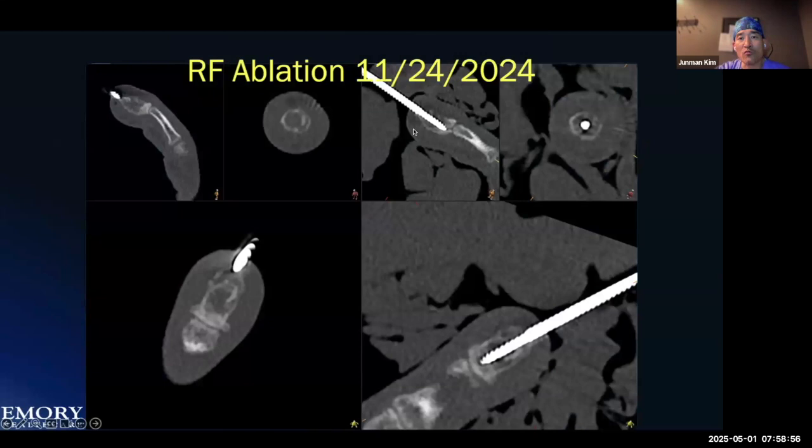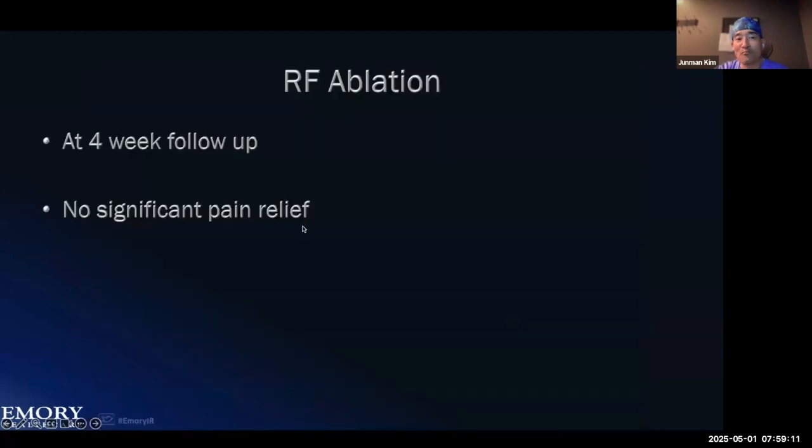So this is what I did, bone drill. This looks like a medieval torture device going through the fingertip. And we positioned it pretty decently in the center. And I treated with a radiofrequency ablation. 4-week follow-up, no pain relief, maybe one.